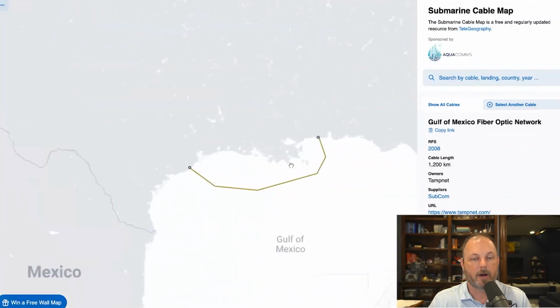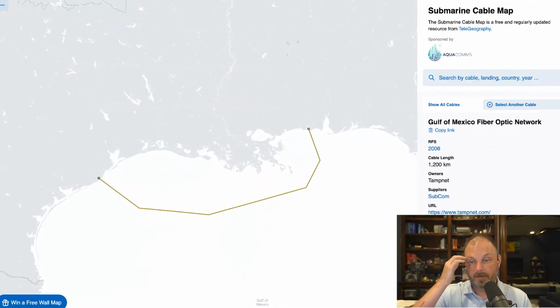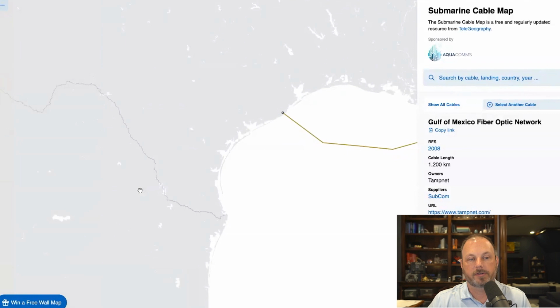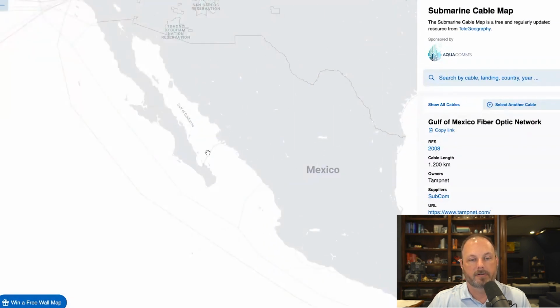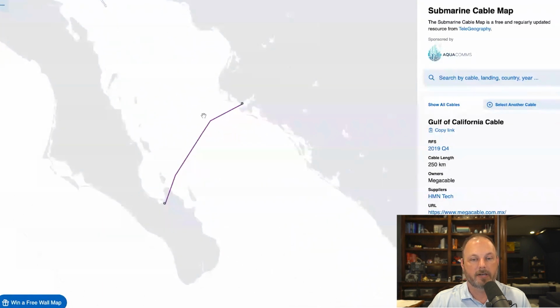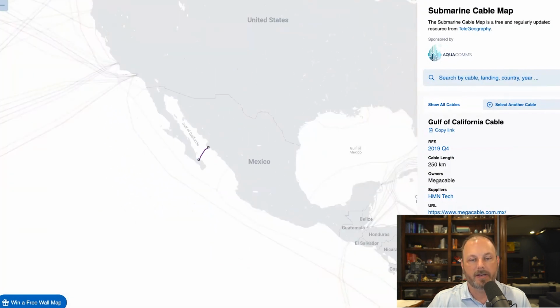Gulf of Mexico fiber optic network. Why would you need a fiber optic network in the Gulf of Mexico connecting Freeport, Texas to Pascagoula, Mississippi? Guess what's in here in this Gulf? These are oil platforms. Gulf of Mexico fiber optic network is connecting oil platforms back to shore for network capacity, voice services, everything, right? You need to have a network connected. Also here, nice fun little Gulf of California cable connecting Baja with what we call mainland Mexico, I guess. And there's a lot of fun, these little things here.